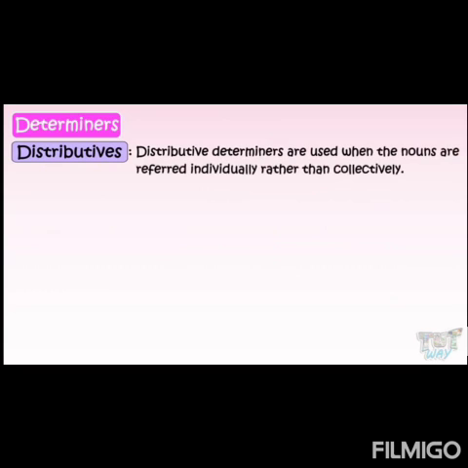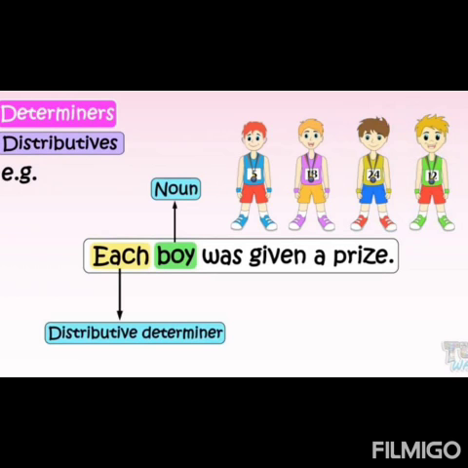Next we have distributive determiners. Distributive determiners are used when the nouns are referred to individually rather than collectively. For example, each boy was given a prize.